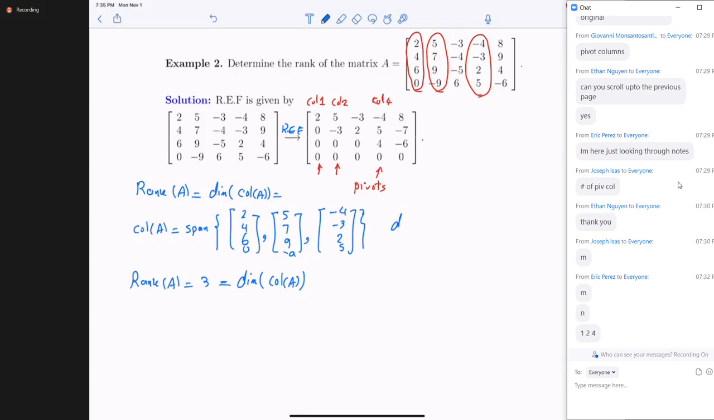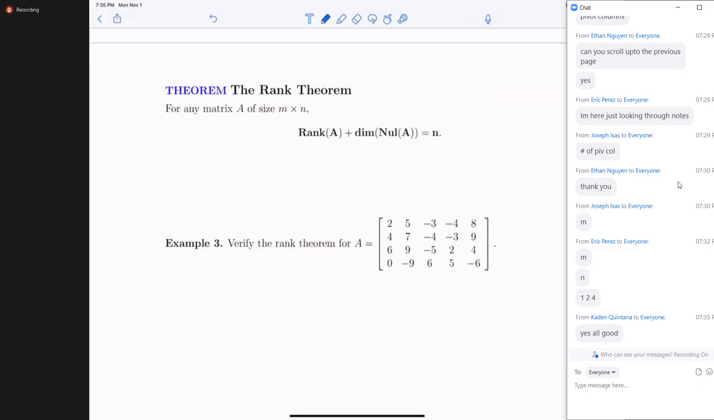Okay, here is the rank theorem. The rank theorem, or sometimes it is called the rank nullity theorem.